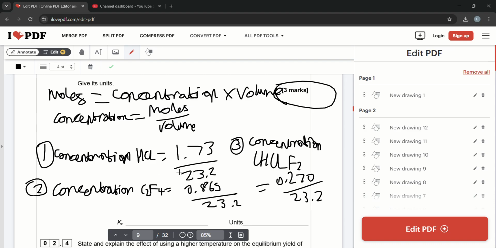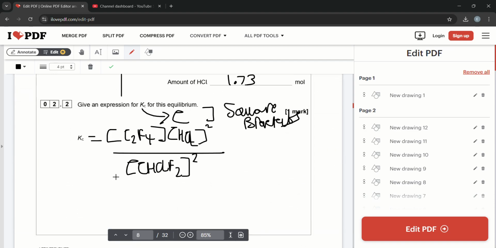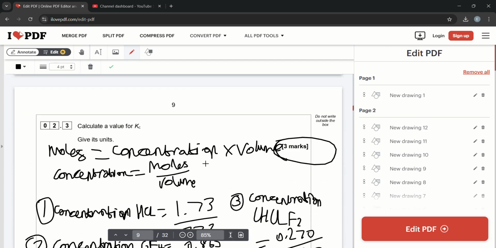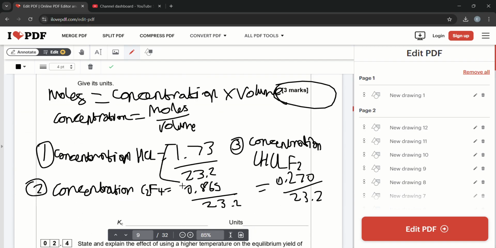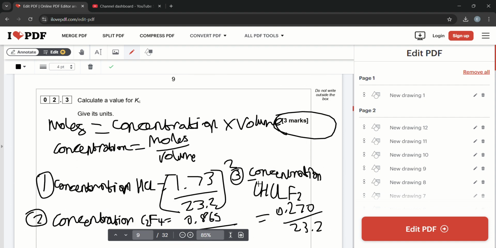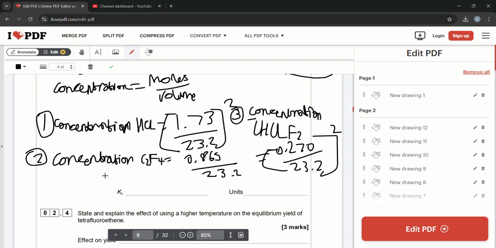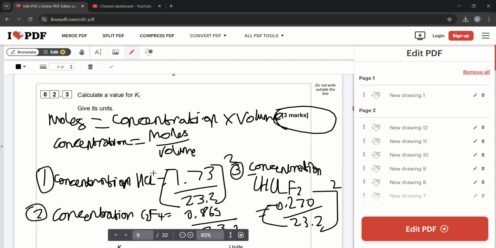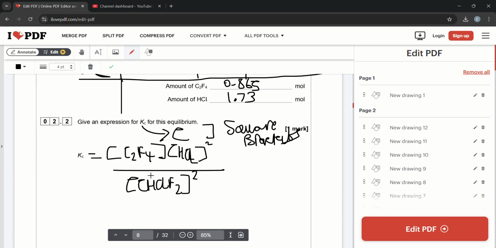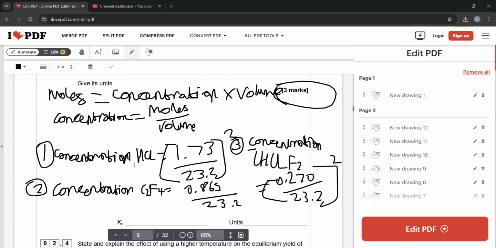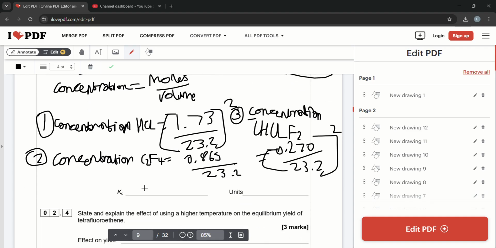Okay, once we find out the concentrations, then we just substitute it into this equation. But remember, for these two, HCl is going to be squared, and CHClF2 is also going to be squared. Then you get Kc. Obviously, I could do this whole thing substituting it, it's just going to take a lot of time. Plus, there's a lack of space as well.